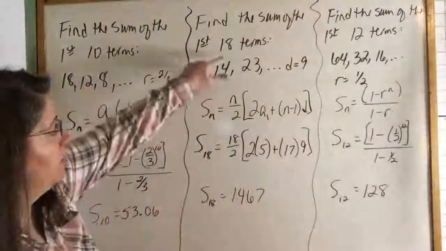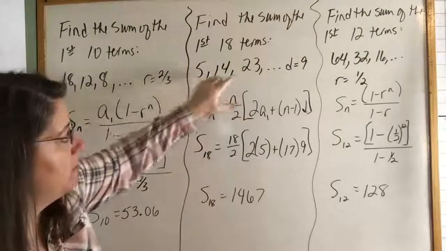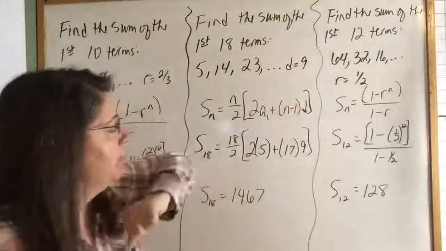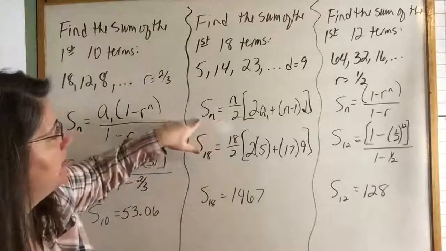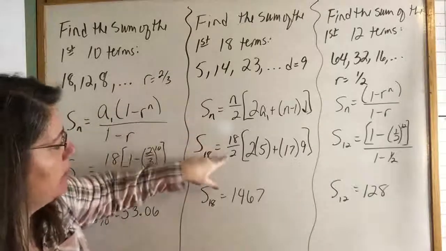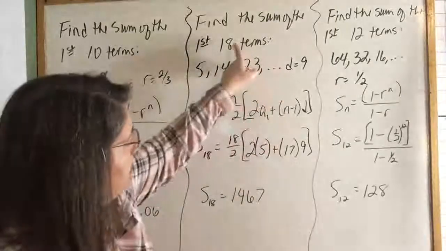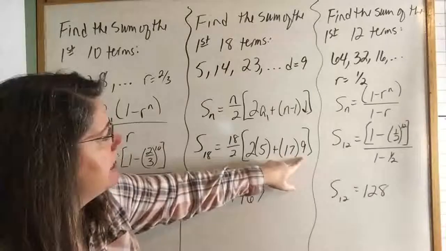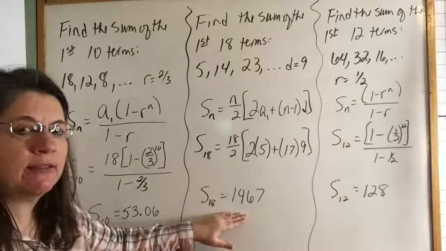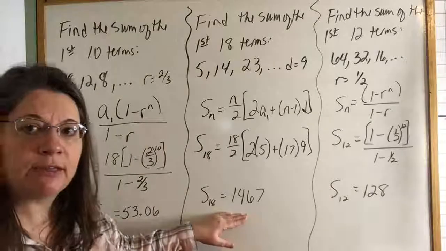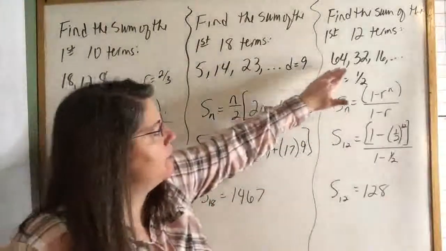For this one, the sum of the first 18 terms, so n is 18. For this, I notice that it's not geometric, but it's arithmetic. I'm adding 9 to get to the next term. I used the longer formula because I did not know what a sub n is. So S sub 18 is equal to 18 over 2 times 2 times a sub 1, which is 5, plus n minus 1, 18 is n, so n minus 1 is 17, times the d value, or 9. And then I'm going to plug that right into Desmos, and I'm going to get the sum of the first 18 terms is 1,467.